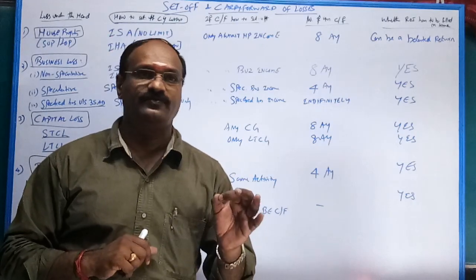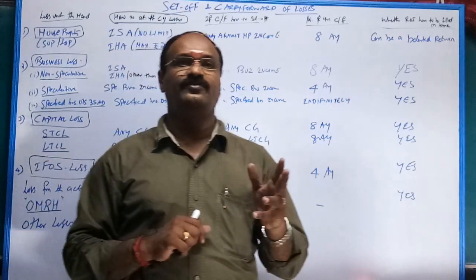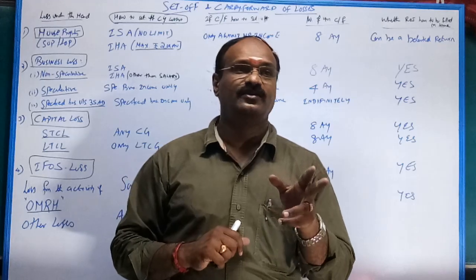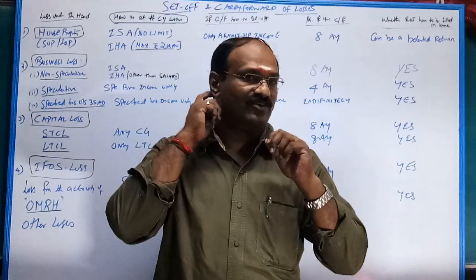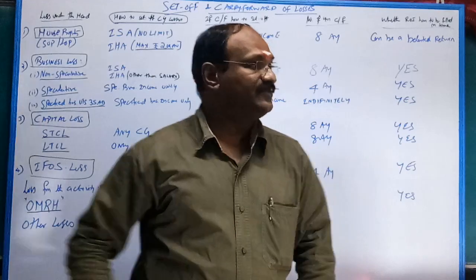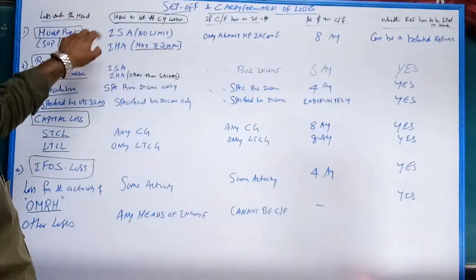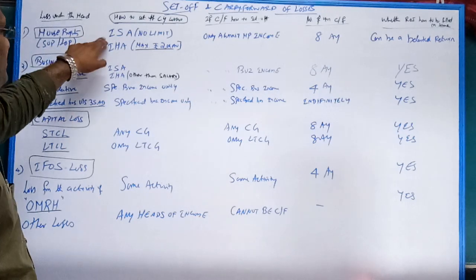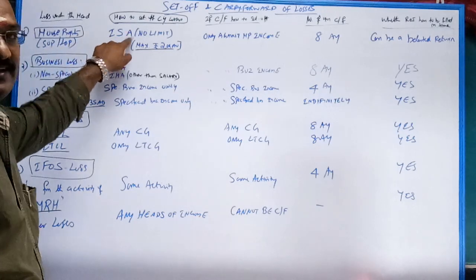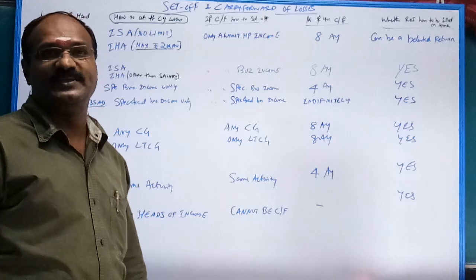The benefit of setting off inter-head adjustment is only in the year in which the loss is incurred. So in the current year, as far as house property is concerned, you can set off against inter-source adjustment, ISA. There is no limit.